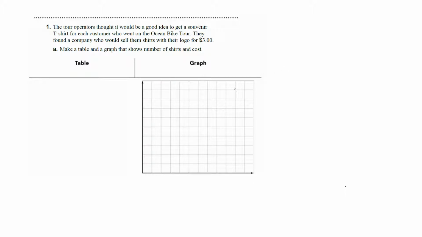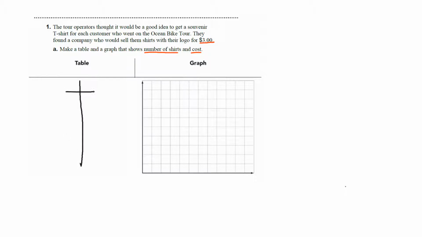Okay, anytime you're turning a scenario like this, basically a story, into a table, into a graph, or into an equation, which it asks for later, we need to identify what the variables are. The variables are the values that are changing. So this 3 here is not a variable because this 3 is always going to be 3. The values that are changing are the number of shirts and the cost for all of the shirts. These are going to be what are represented in our graph and what is shown in our table.